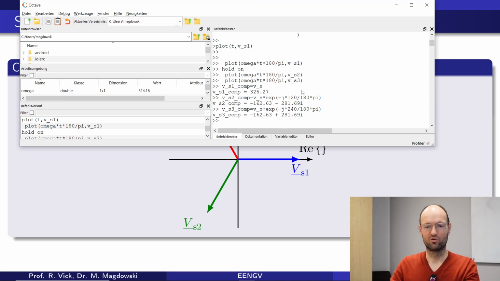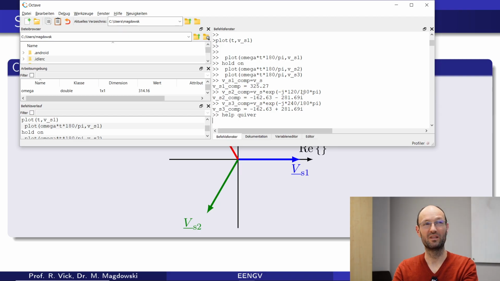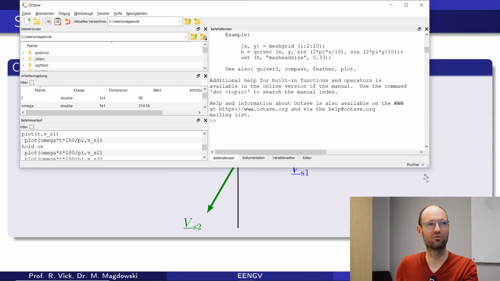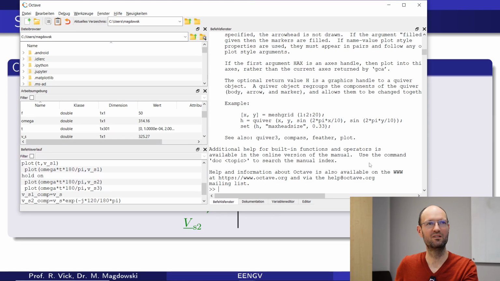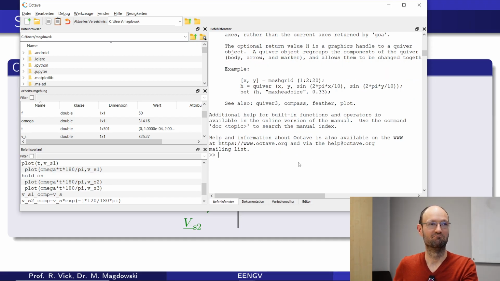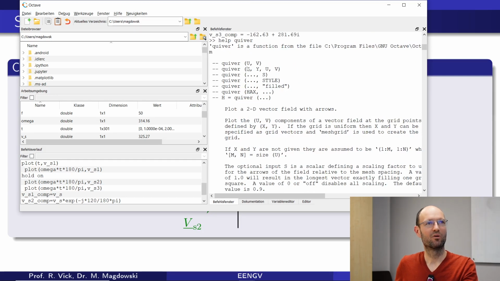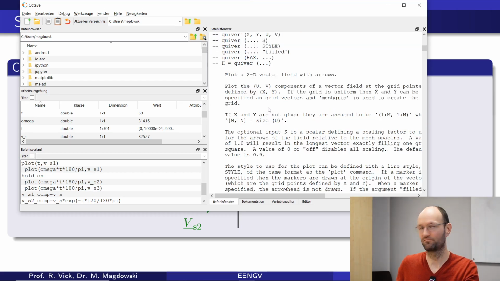Okay, and so to plot this in Octave, there's a nice function that is called quiver, I think, which is something like drawing an arrow. Does anyone who knows English and German know what quiver means? Zitter. Oh, okay, interesting. And so this quiver plot works in a way that you give, let's say, x and y values of the start and x and y values of the end of the arrow.